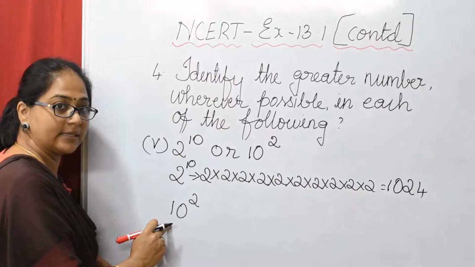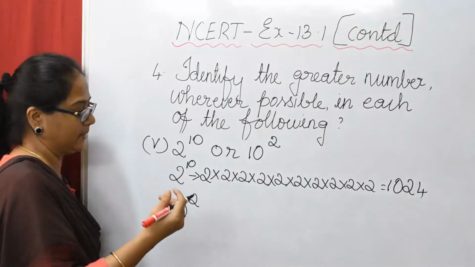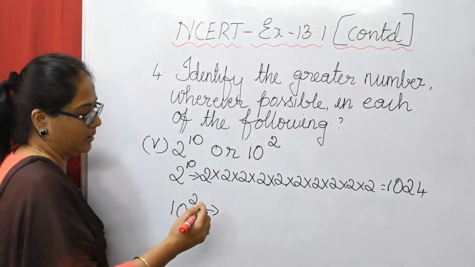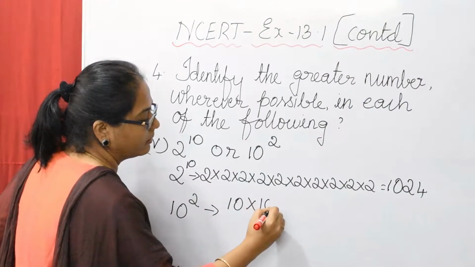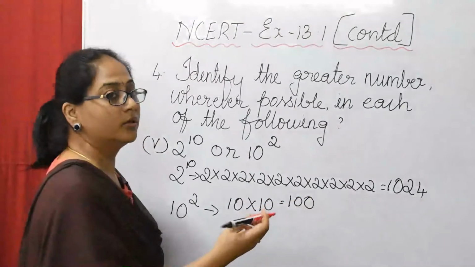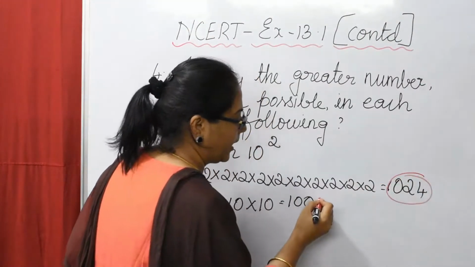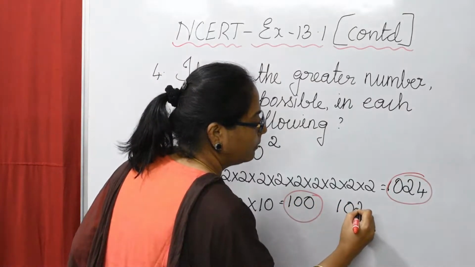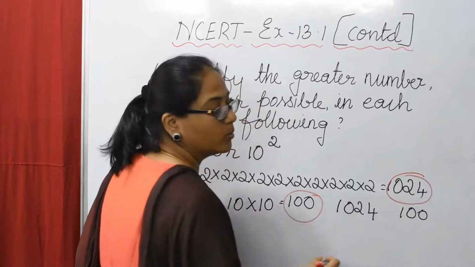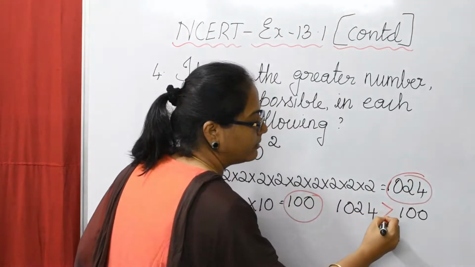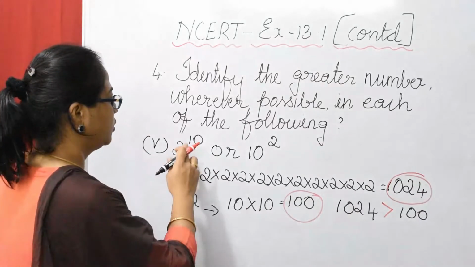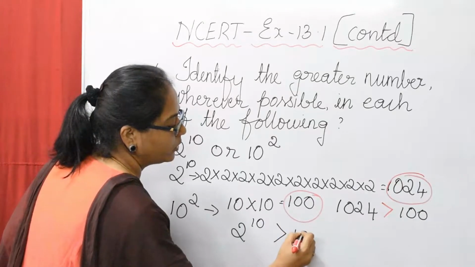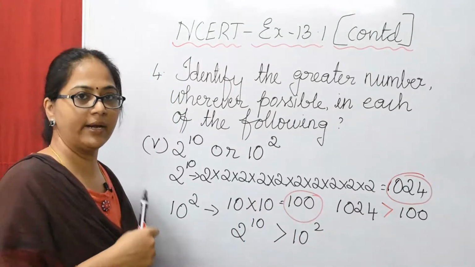10 is going to be the base number and it is going to be repeated twice. We can say it as 10 power 2 or 10 square, which is 10 into 10, 100. So by seeing the number itself we can identify which is the greatest number here. 1024, 100. Obviously 1024 is greater than 100. So 1024 is 2 power 10. So 2 power 10 is greater than 10 power 2. Now let's move on to the next question.